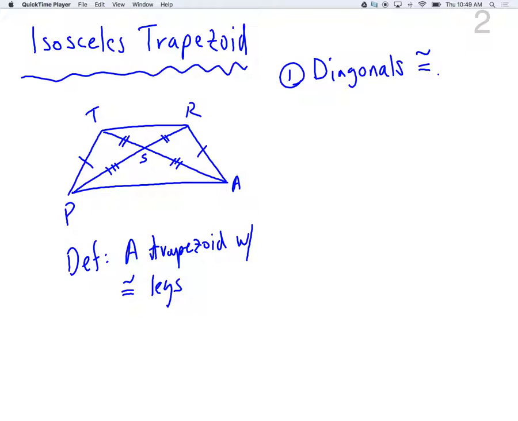Yeah, good enough. Matt? Would triangle TSR be congruent to triangle PSA?